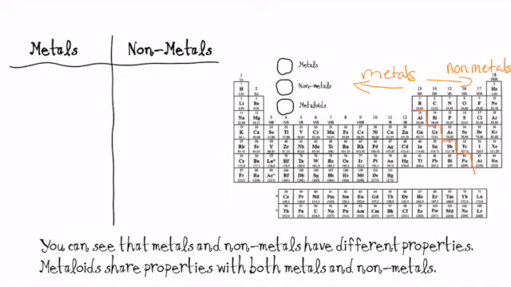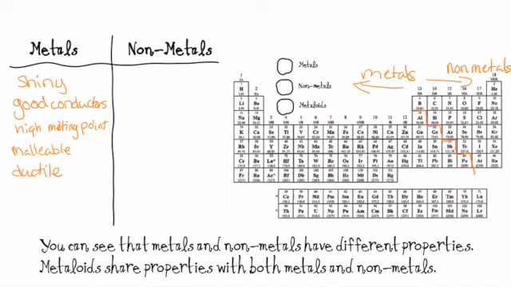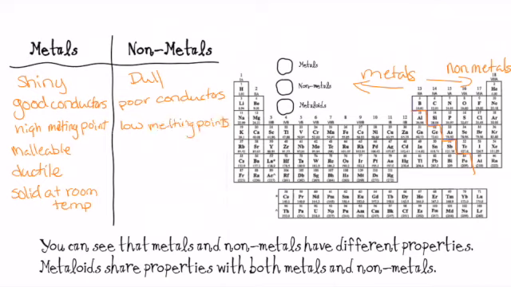So metals are shiny, they're good conductors of heat and electricity, they have high melting points, they're malleable and ductile, and most of them are solids at room temperature. Nonmetals are dull, they're poor conductors, they have usually low melting points, they're brittle, and they could be solids, liquids, or gases at room temperature. So metals and nonmetals have different properties. Metalloids share properties with both metals and nonmetals.